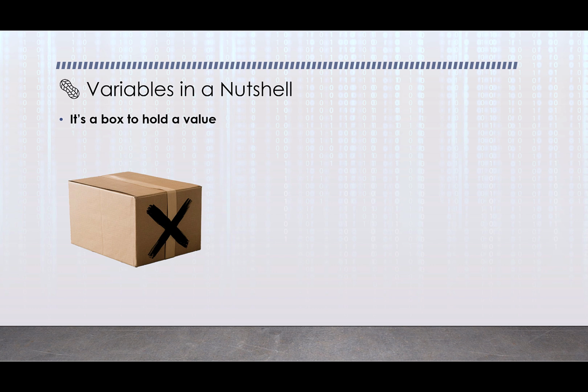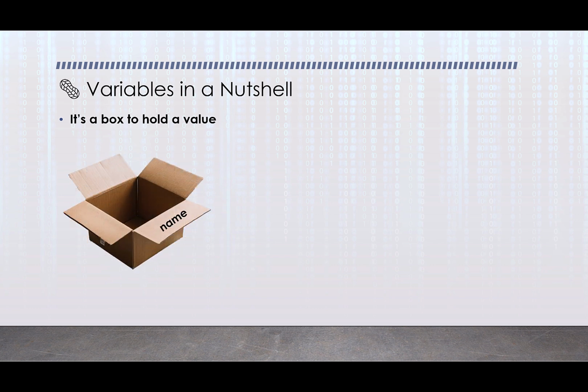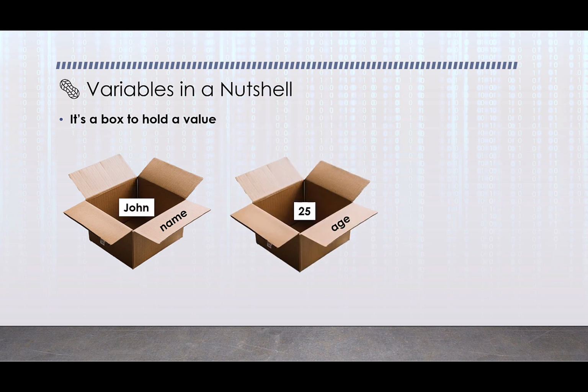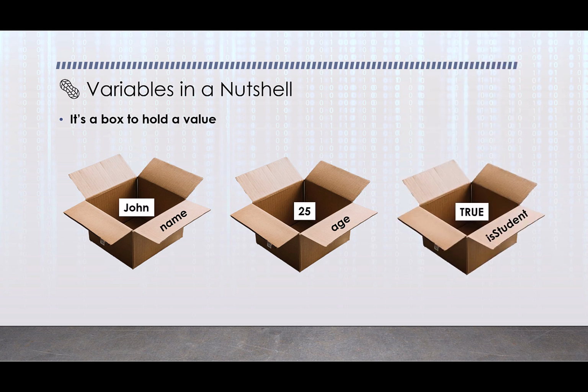Well, in our code, we often won't use X. We might, but we're more likely to use something like name. And so we have this name box. I've now opened the box so we can store in it our name, which in this case of our example here is John. Maybe we have another variable called age that's got the value 25 stored in it, and we have another box that's a Boolean value called isStudent, and it's holding the value true.